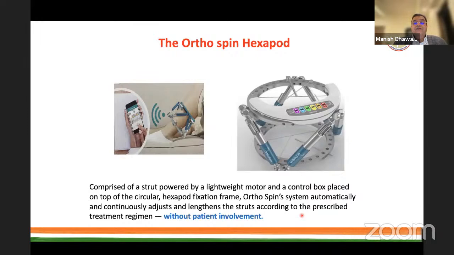Suppose when the program finishes, I want fine tuning. I will tell the patient to send me the X-ray. I will recalculate and send a message on his mobile. Once the message goes to his mobile, the patient's mobile Bluetooth and the fixator Bluetooth will get connected and the correction starts happening. So this is totally motorized.